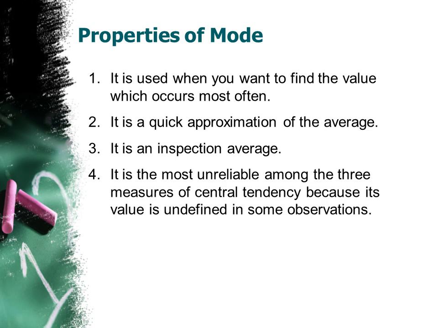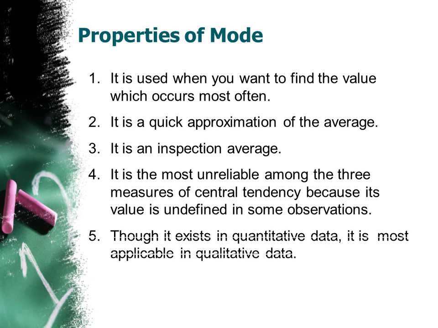Number four, it is the most unreliable. If the mean is the most reliable measurement, the mode is the most unreliable. Because we all know it does not involve computations. We are just using our eyes, using our observation. So it's not scientifically based on a certain calculation or formula.